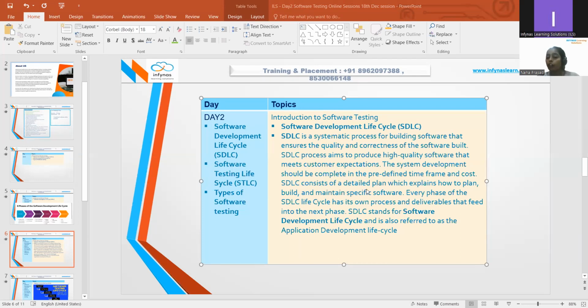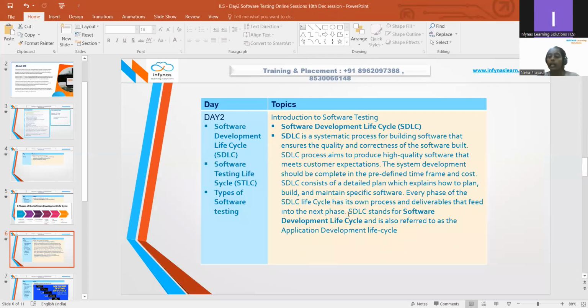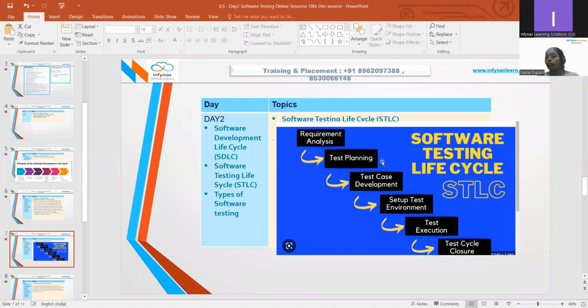SDLC consists of a detailed plan which explains how to build and maintain a specific software. Every phase of the SD life cycle has its own processes. I told you, right, that every phase, analysis phase, design phase, will have their own life cycles. But since we are doing testing, we are going to learn about the life cycle of testing. SDLC stands for Software Development Lifecycle and is also referred to as Application Development Lifecycle.